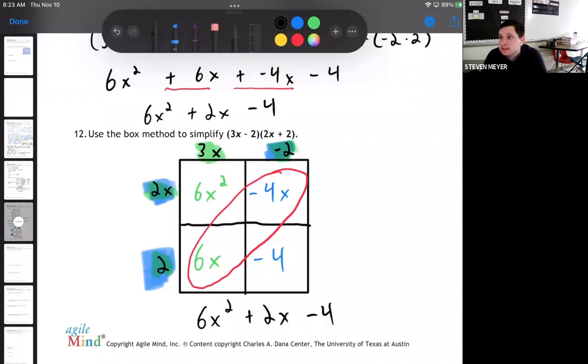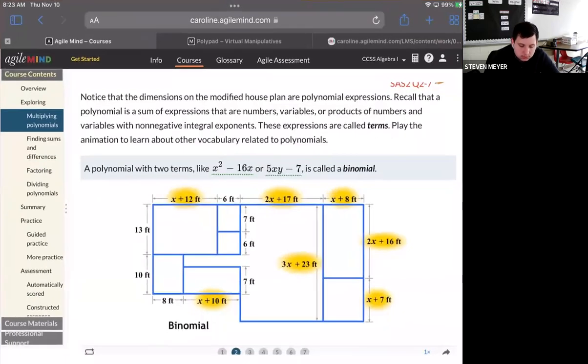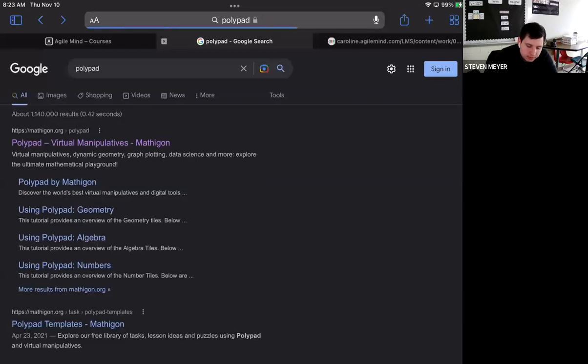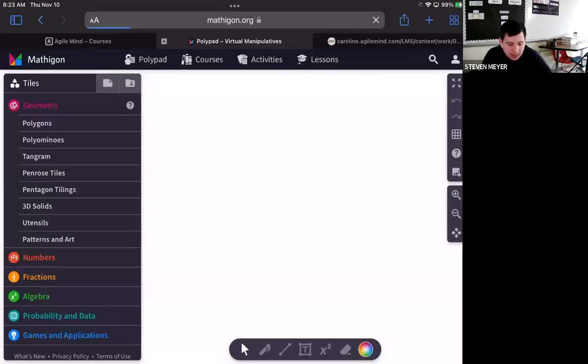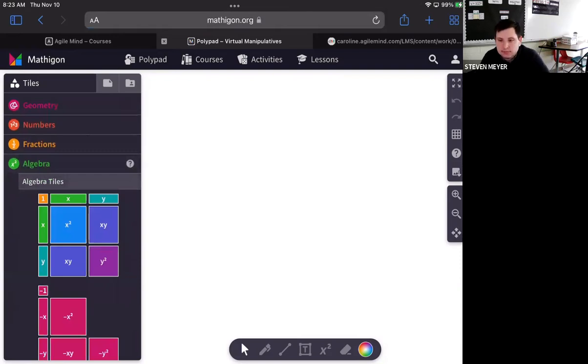Okay, when multiplying or doing operations with polynomials, we can use algebra tiles, like when we were doing addition yesterday. So in your browser, you can go to Polypad. If you just Google Polypad, it should come up as the first option. Polypad virtual manipulatives, click that at the top. And it'll automatically put you into geometry, but I want to select the green algebra and then select algebra tiles.